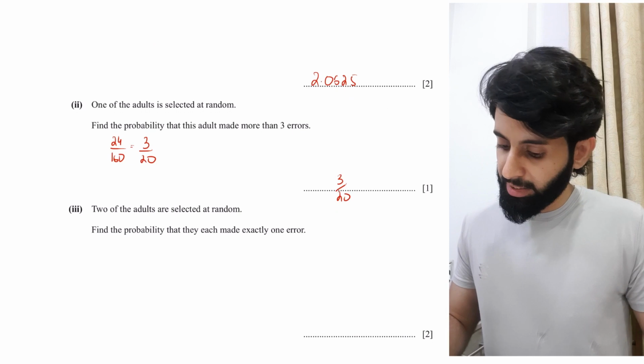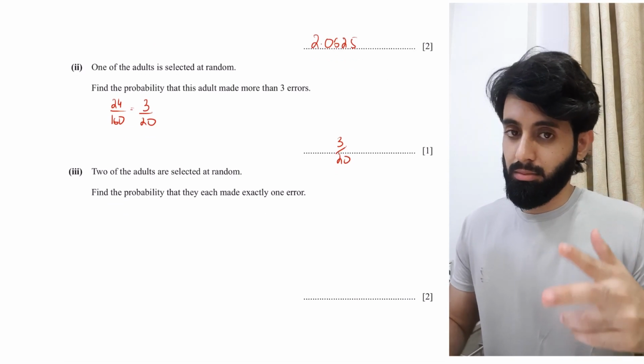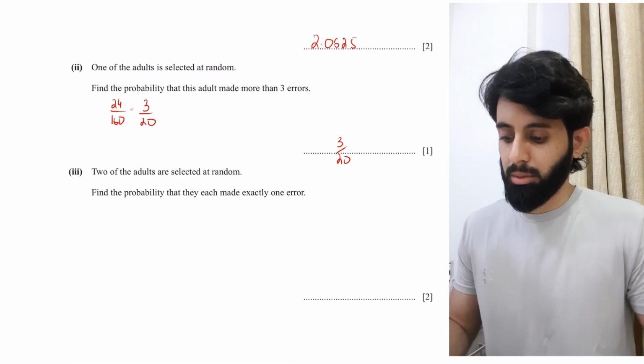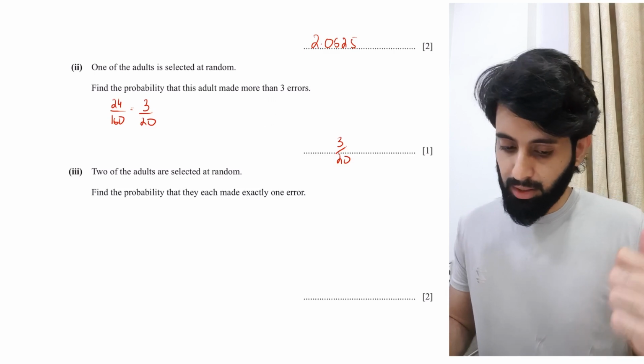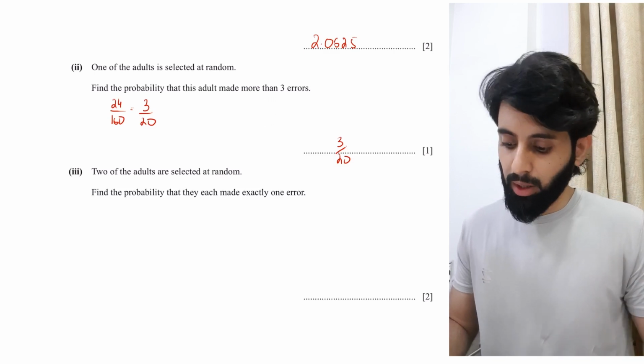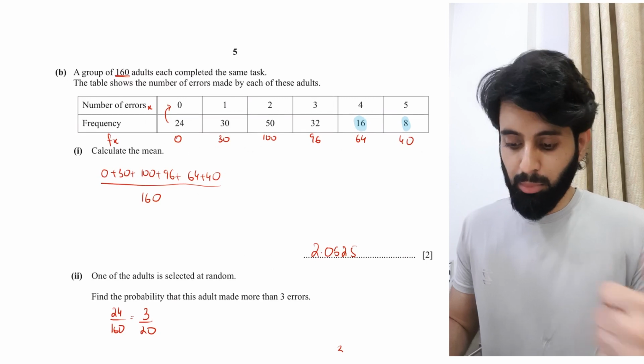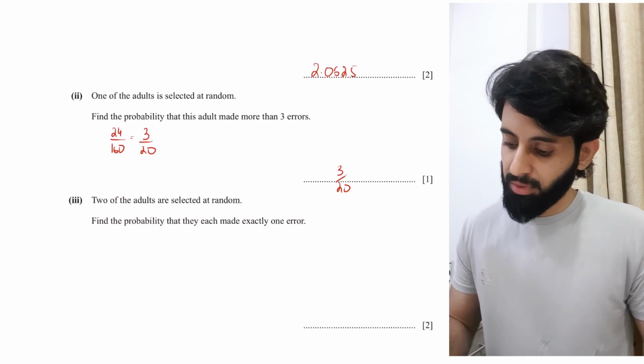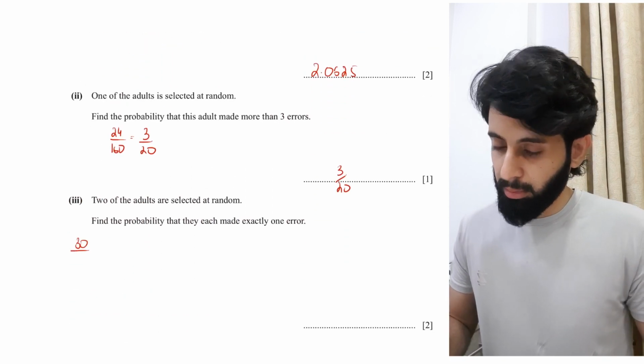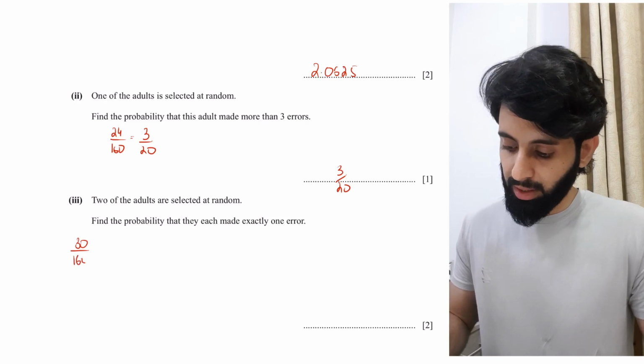2 of the adults are selected at random. 2. So that means without replacement. That's the only way you can select 2 adults. Find the probability that they each made exactly 1 error. So how many do we have who made 1 error? We have 30. So that means for the first time, the probability is going to be 30 over 160.